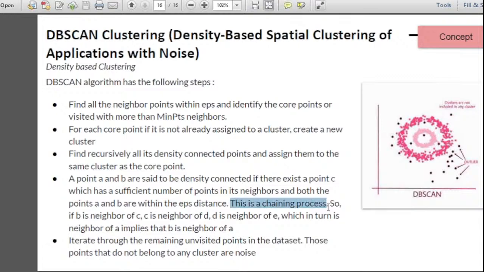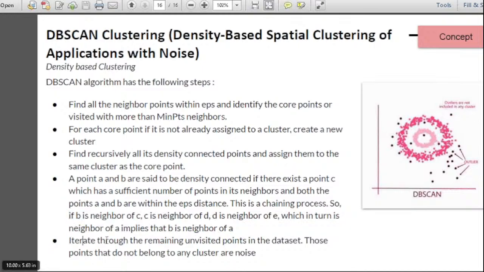This is called the chaining process. So if B is a neighbor of C and C is a neighbor of D and D is a neighbor of E, which in turn is a neighbor of A, it implies that B is a neighbor of A. So the chain effect starts and clusters start forming.